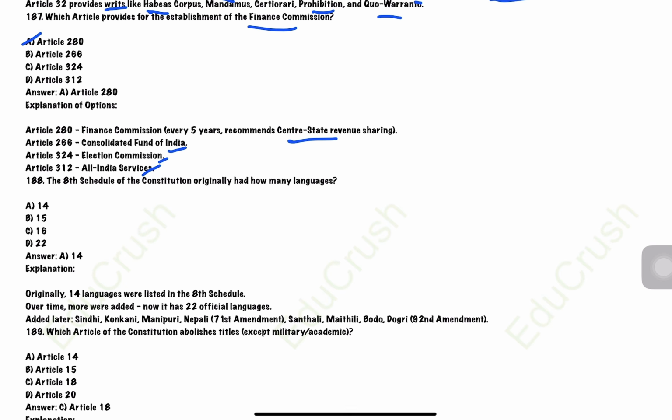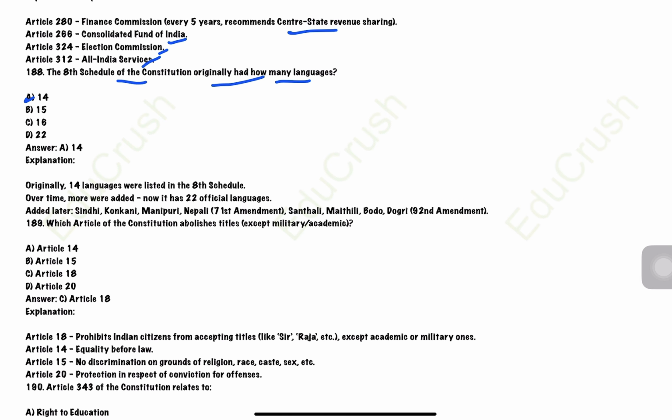Next, the 8th schedule of the Constitution originally had how many languages? So originally 14 languages were listed in the 8th schedule. Over time more were added. Now it has 22 official languages. Added later: Sindhi, Konkani, Manipuri, Nepali, 71st Amendment; Santali, Maithili, Bodo, Dogri, 92nd Amendment.